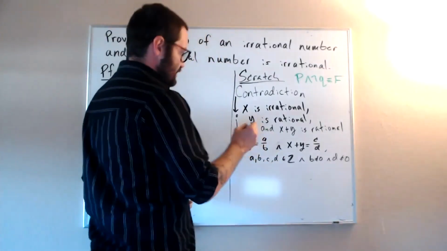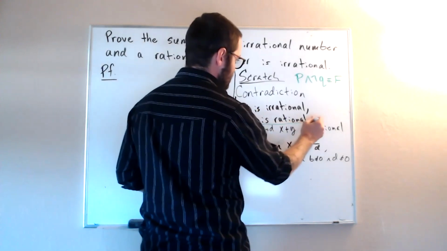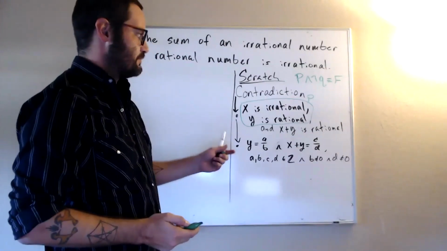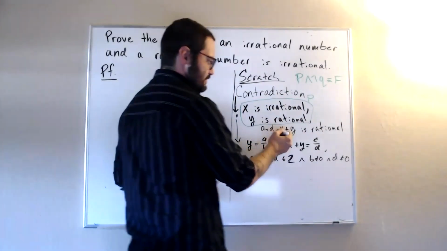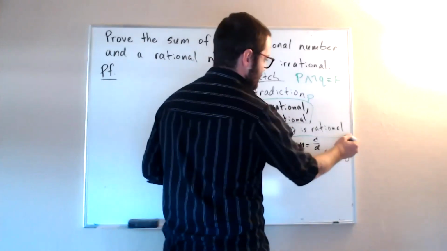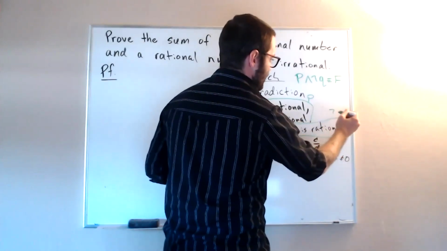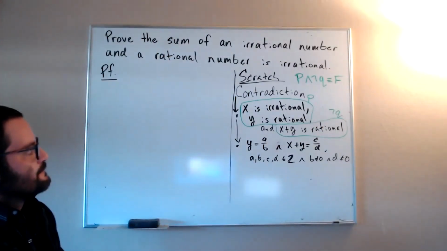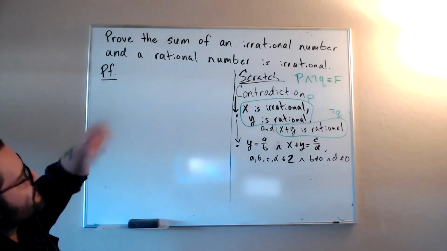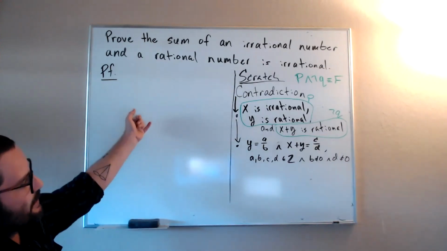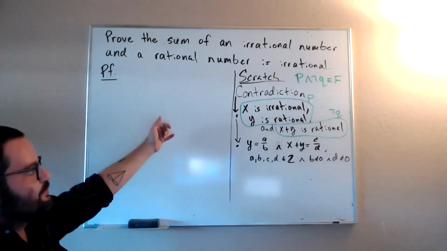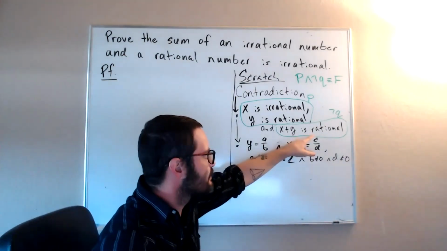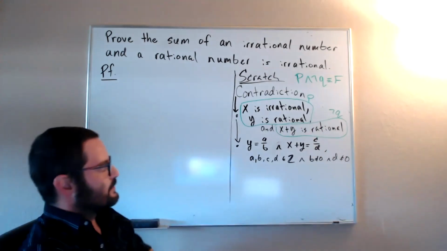So the P here is your hypothesis: if x is irrational and y is rational, then, so this right here is your not Q. Okay, perfect. If you look at this statement here, what it's really saying is that if x is irrational and y is rational, then x plus y is irrational. That's what the original statement is. So here we're assuming that it is rational, which is the negation of that original conclusion.